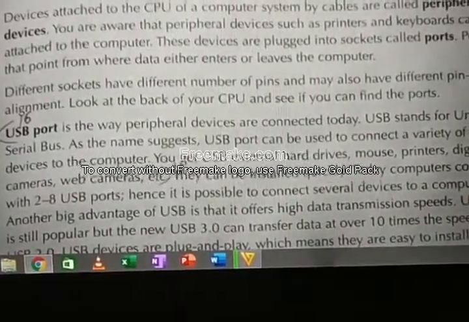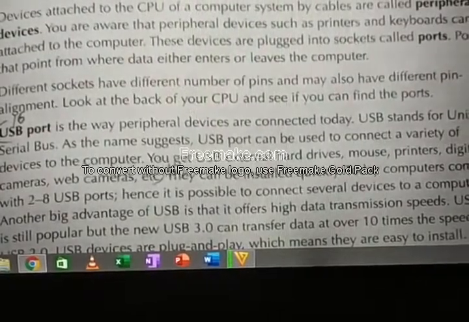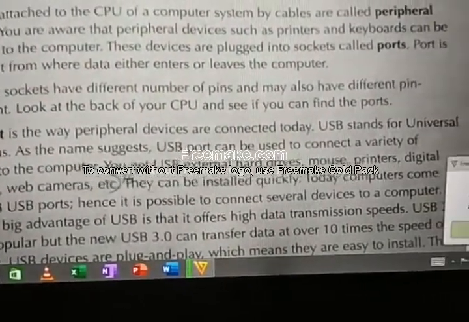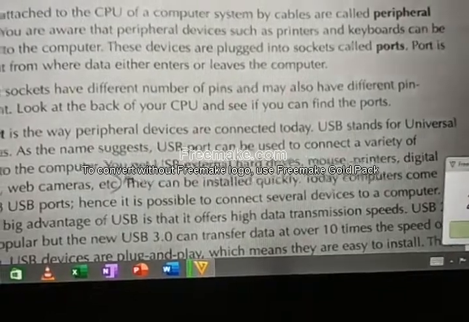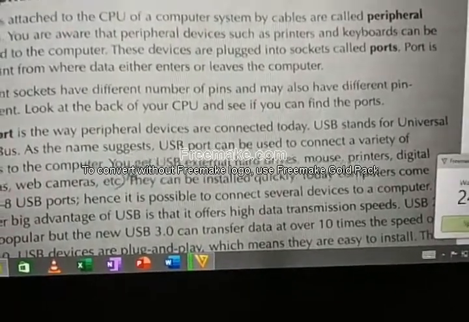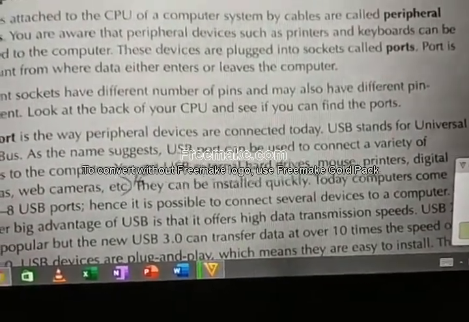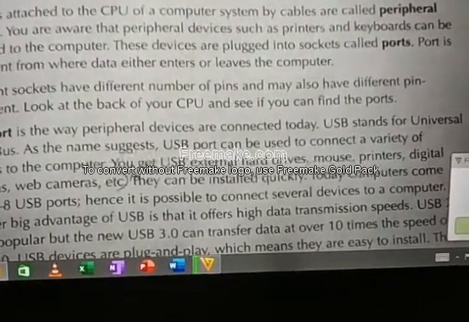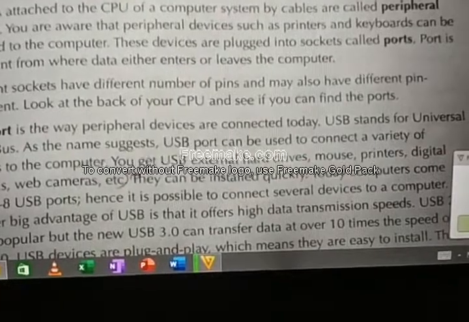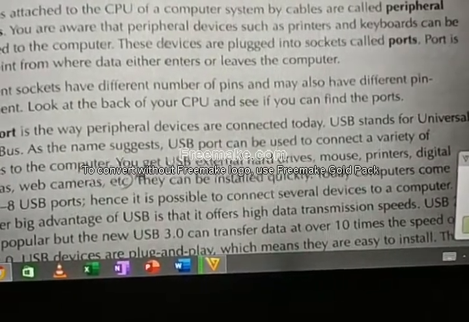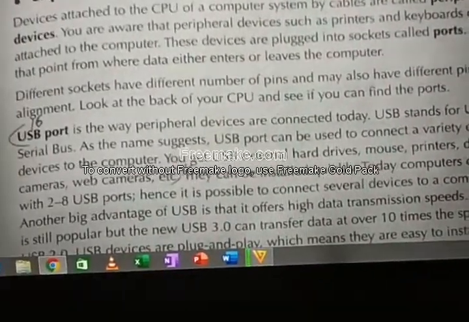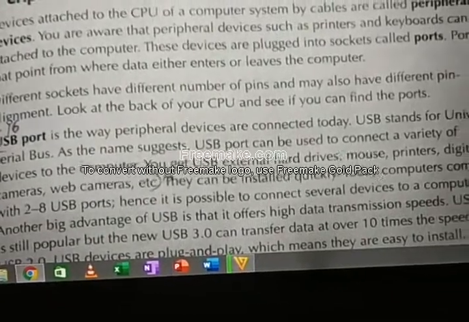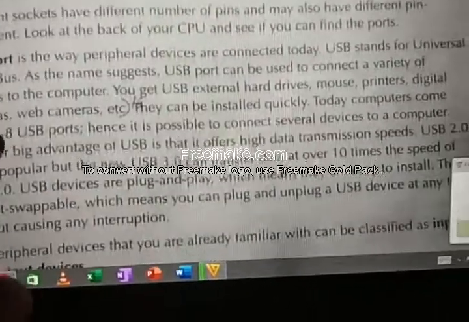As I told, keyboard, mouse, pen drive, everything. You get USB external hard drives, hard drives that are used to store data. You can connect them to the computer and store data in them. Mouse, printers, digital cameras, web cameras, and so on. All these are mostly connected through the USB port.